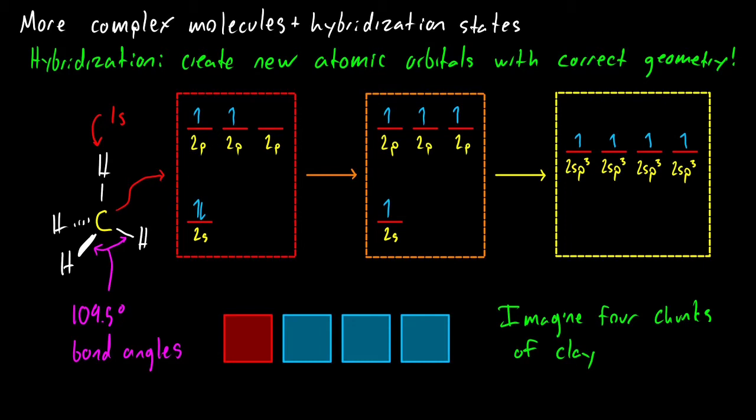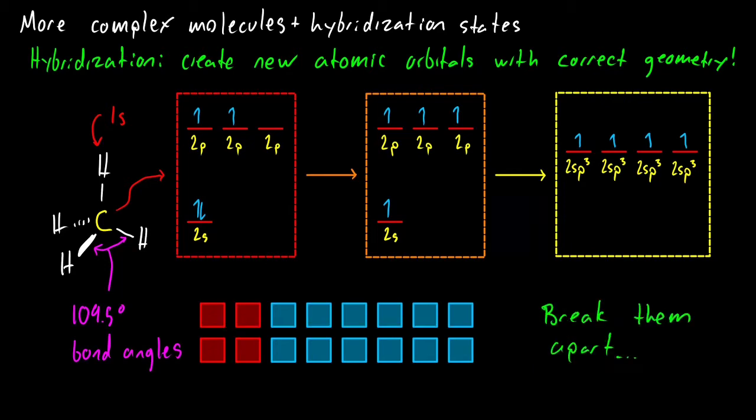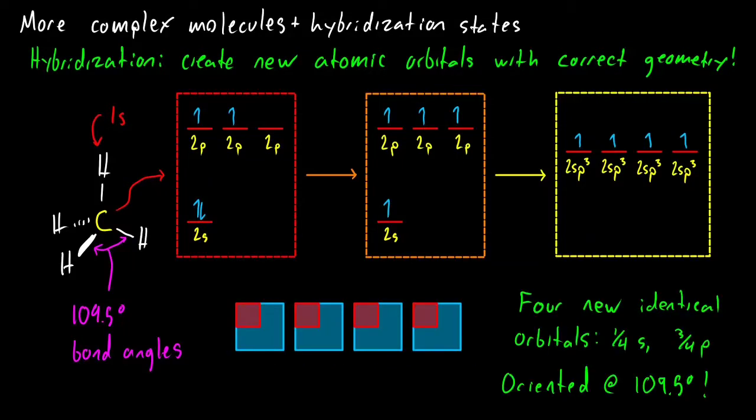Now, if we think what these orbitals are like, we can imagine 4 chunks of clay. Here I've labeled one of them red and I've labeled the other 3 blue. Imagine that the red represents the s orbital and the blue represents the p orbitals. What we're going to do is break these things apart and mix them together uniformly, then combine them to create 4 new orbitals. These new orbitals have characteristics derived from their parent orbitals. Specifically, these orbitals are about 1/4 like an s orbital and about 3/4 like a p orbital. Notice in the diagram above that the sp3 orbitals are much closer in energy to the p orbitals than the s orbitals because they have more p character. These orbitals are also going to be oriented at 109.5 degrees.